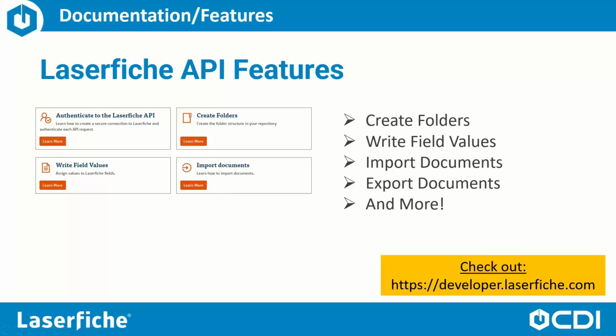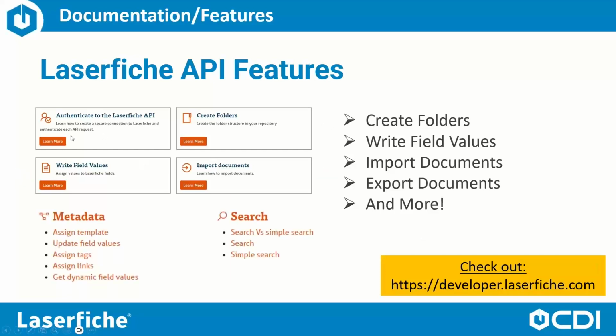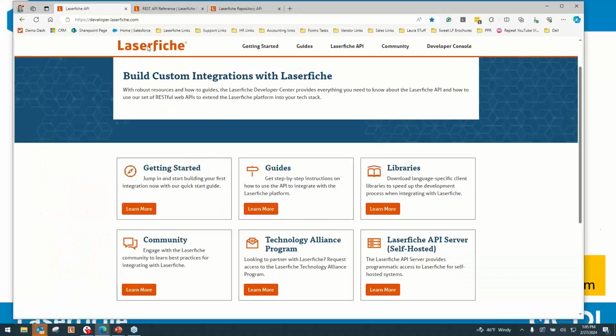Now we're going to talk about some of the features included, and then we're going to walk through the Laserfiche website. These are some of the basics: authenticating to the Laserfiche system, creating folders, importing documents, writing field values so we can interface with metadata information, and then we can do a lot of searching. So let's check out the website and walk through it quick.